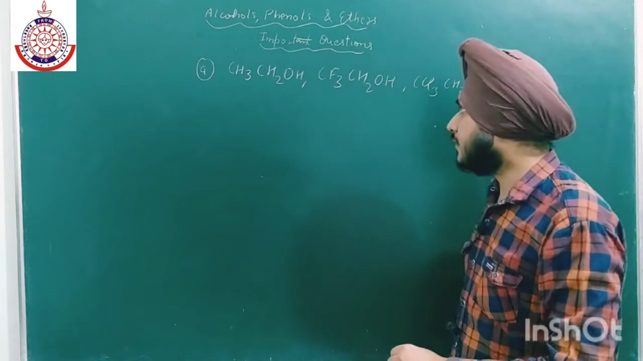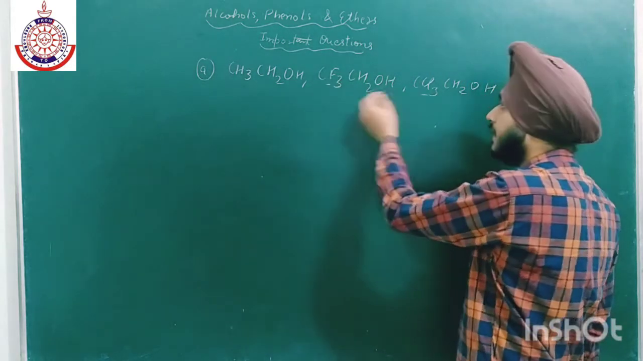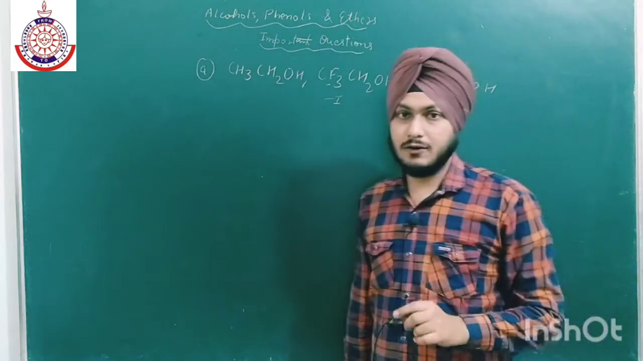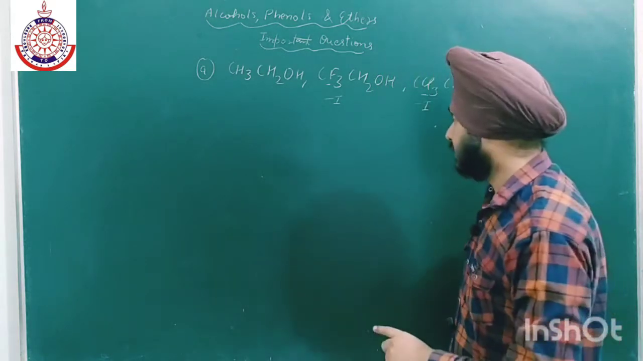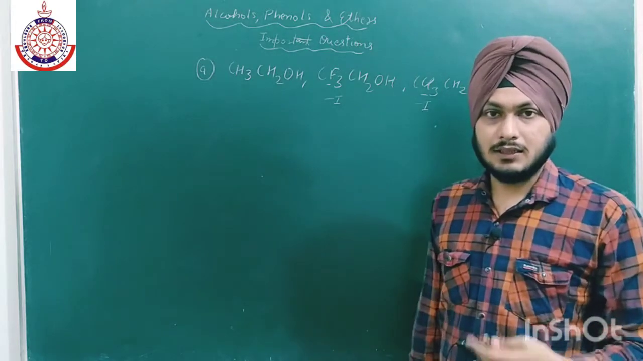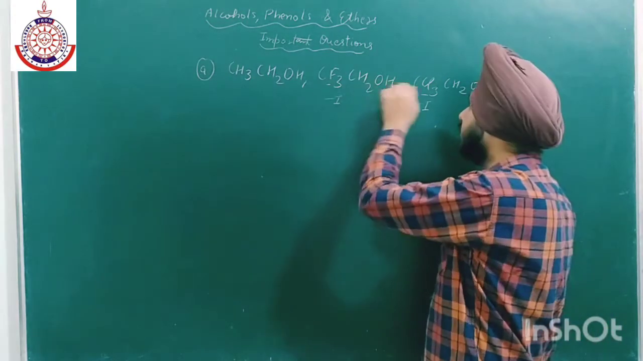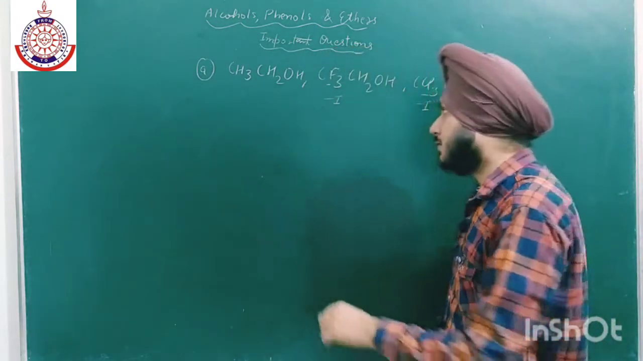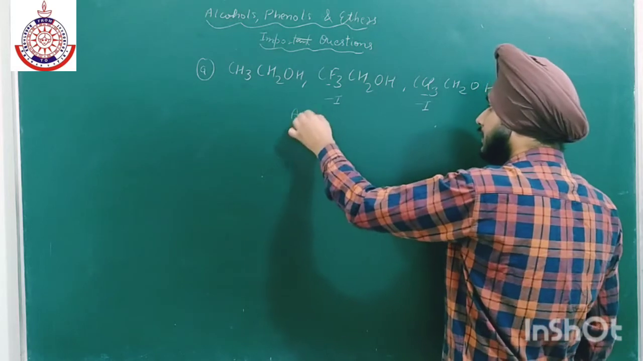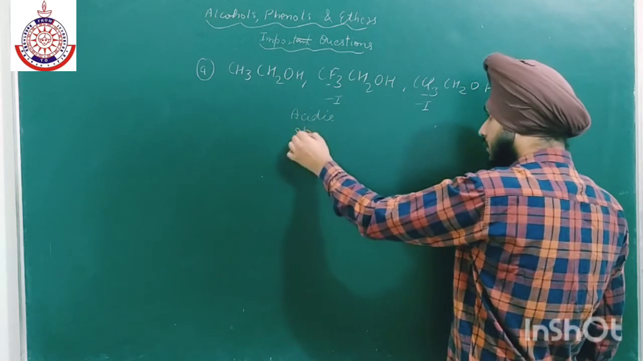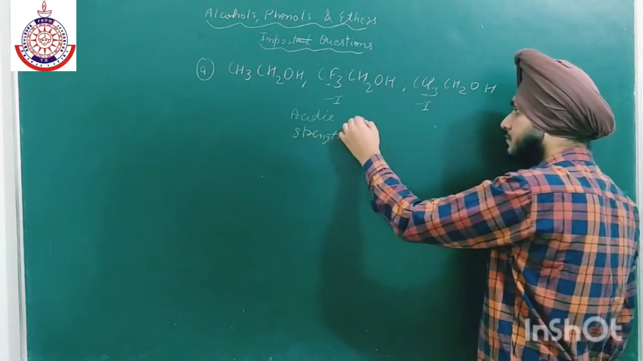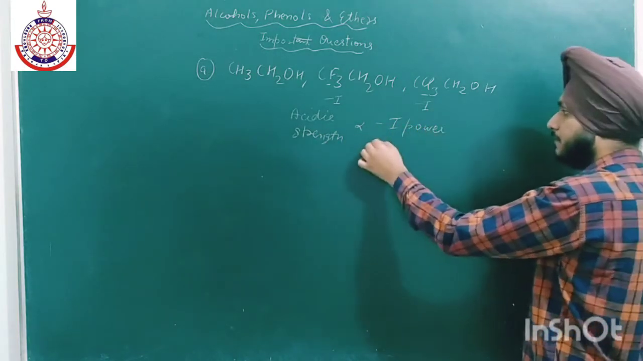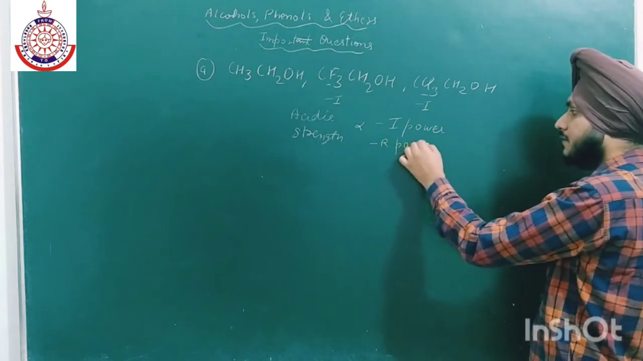Now, as we all know, fluorine and chlorine are minus I groups, and the minus I power of fluorine is more than that of chlorine. One thing you have to keep in your mind is that acidic strength is directly proportional to minus I power or minus R power. Minus R means resonating effect.